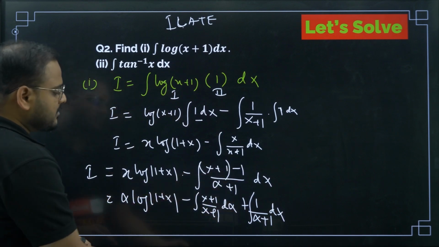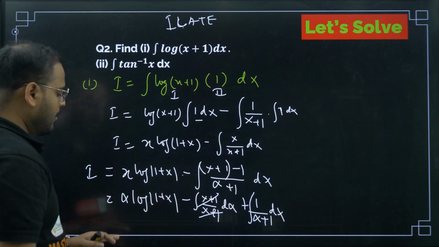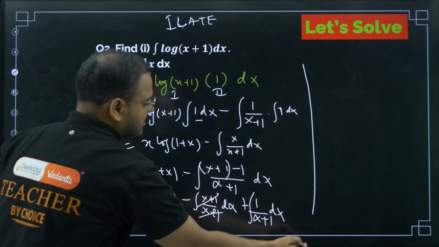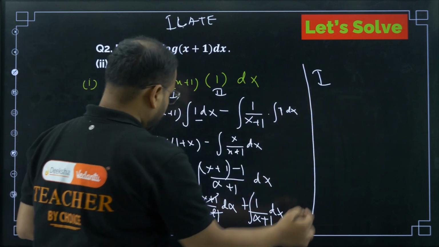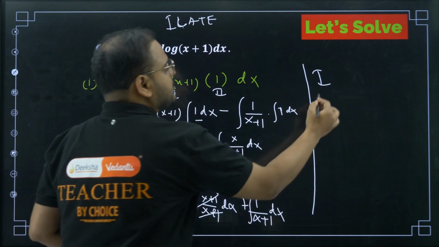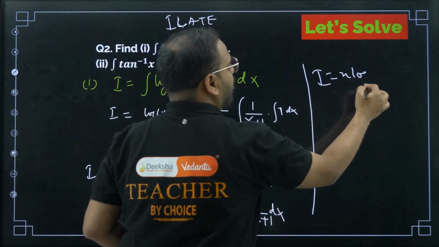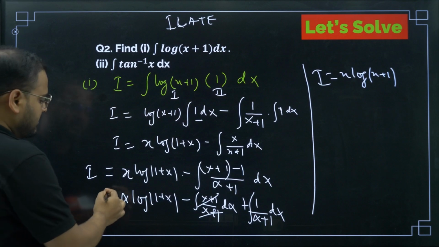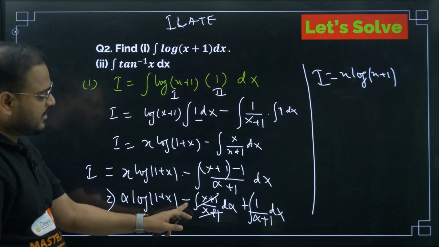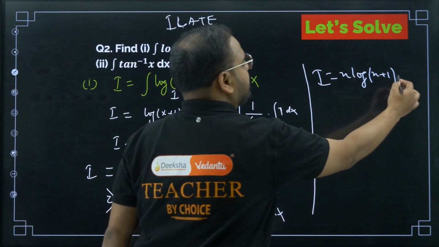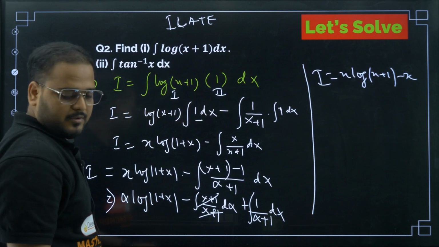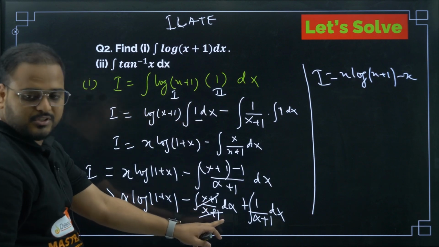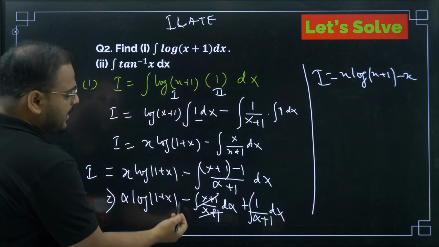Okay, now please have a look. This will cancel each other. What is my final answer? Tell me my final answer. My integration I will be what? This will remain as it is, x log x. So x times log of x plus 1 will remain as it is. The first term will remain as it is. Please see. What is this? Integration of 1. How much is that? Nothing is there, 1 is there. So integration of 1 is simply x. Okay, the minus sign is there.